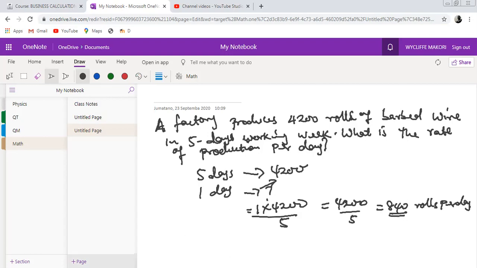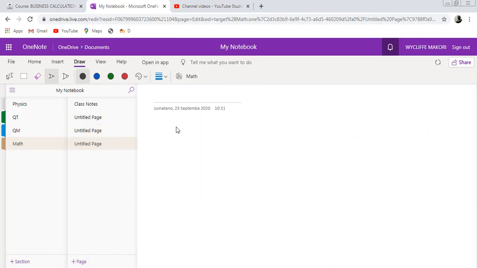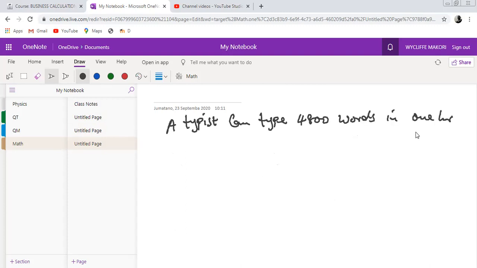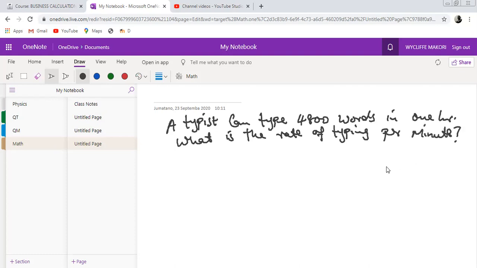The last example I am going to give is this, where you are told that a typist can type 4,800 words in 1 hour. What is the rate of typing per minute?